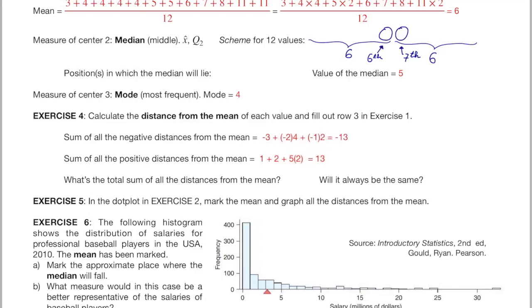So, what's the total sum of all the distances from the mean? -13 plus 13 equals 0. The sum of all the distances from the mean equals 0. Is this always true or only in this example? It's always true. It's an important property of the mean. In some books, they call the mean the balancing point because it balances all the distances. In other words, all the positive distances cancel all the negative distances.